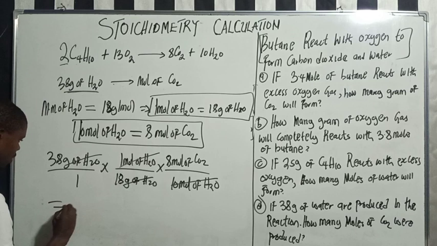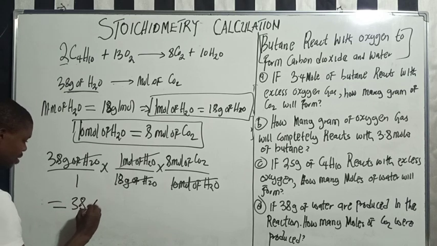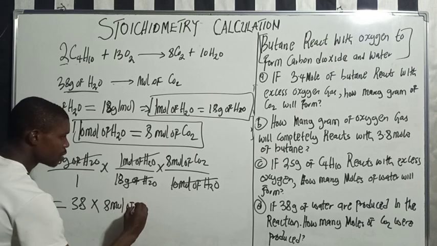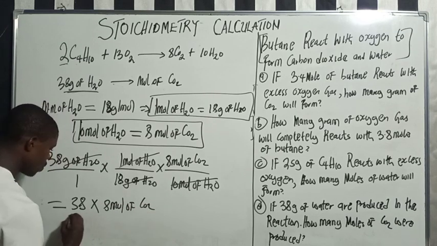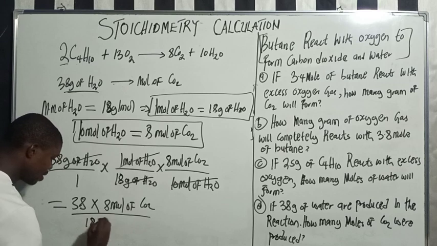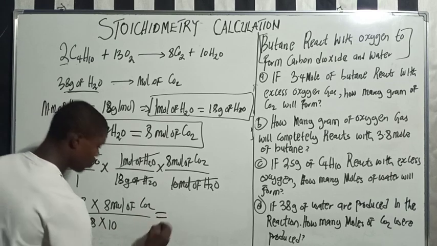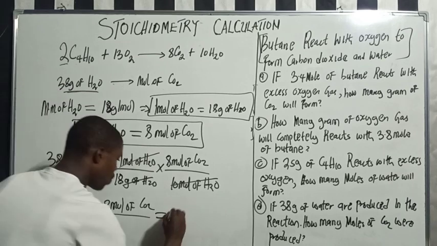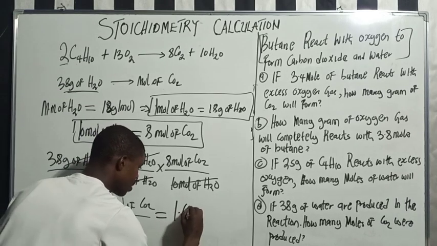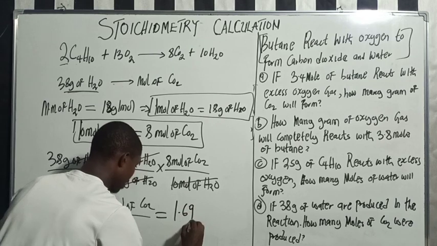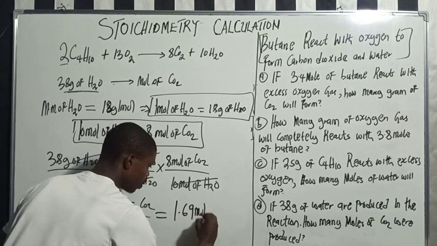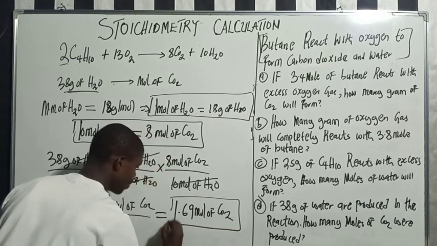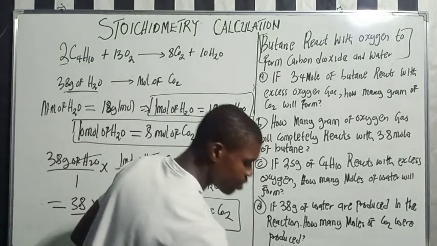So what I'm left with is 38 times 8 moles of CO2 over 18 times 10. So what will be the answer? Here I have 1.69 moles of CO2. This is the answer.